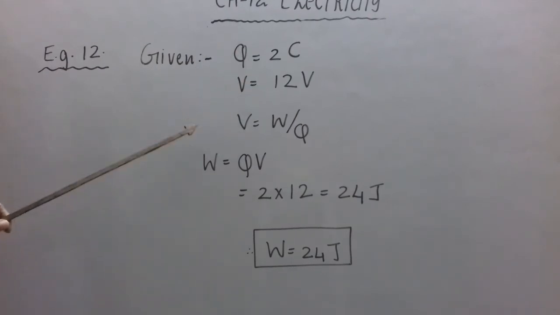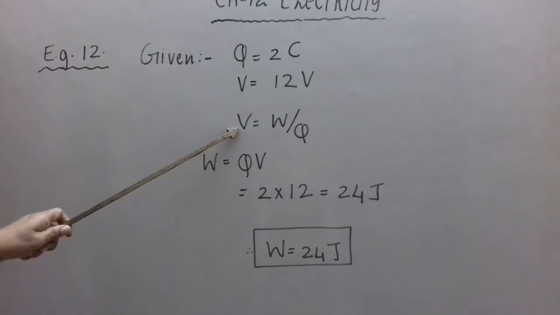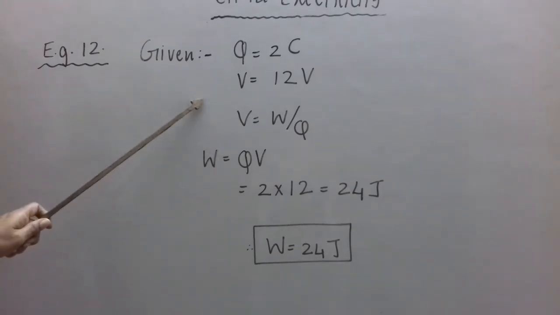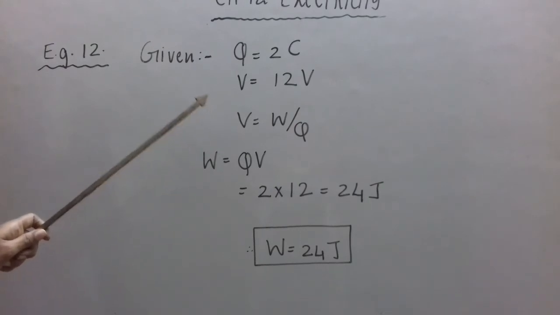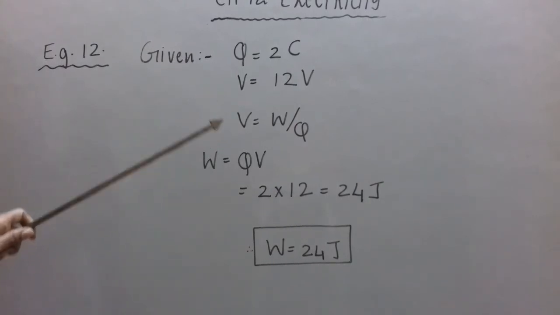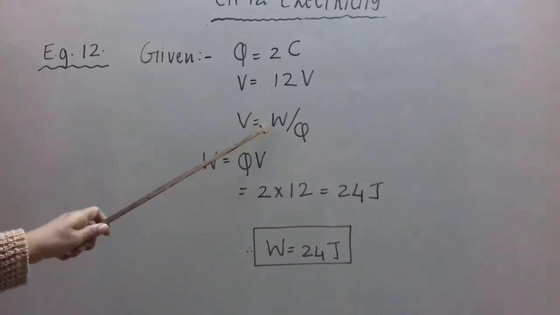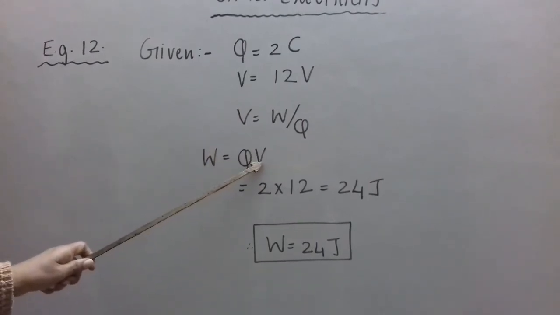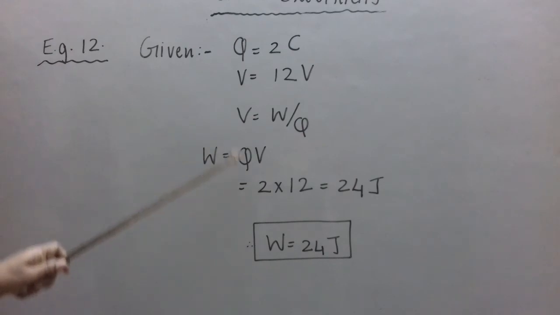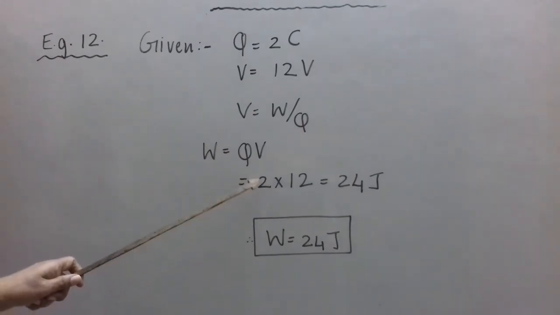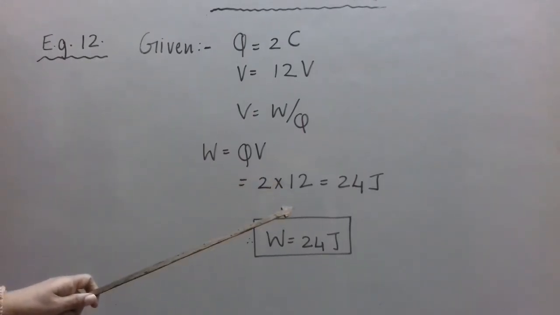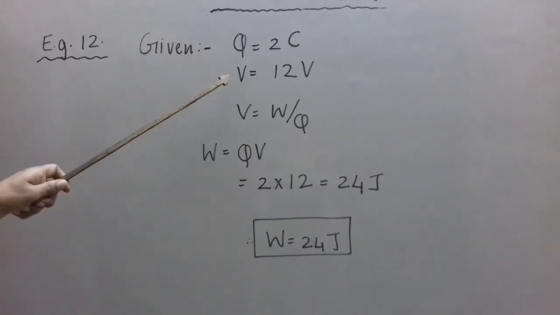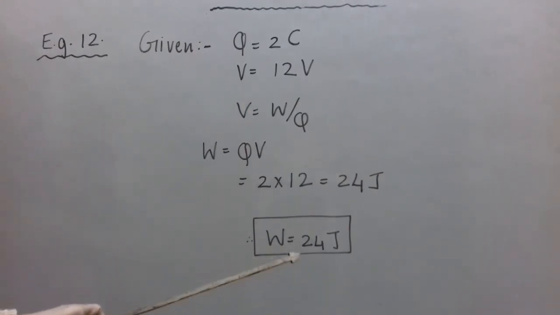You have to use this equation for potential difference to find out the work done. So actually W is equal to question mark here. You have to find the work done. So V is equal to W upon Q. So W will be equal to QV. Just put the values of Q and V. We get the answer as 2 into 12, 24 joules. So work done to move a charge Q across a potential difference 12 volts is 24 joules.